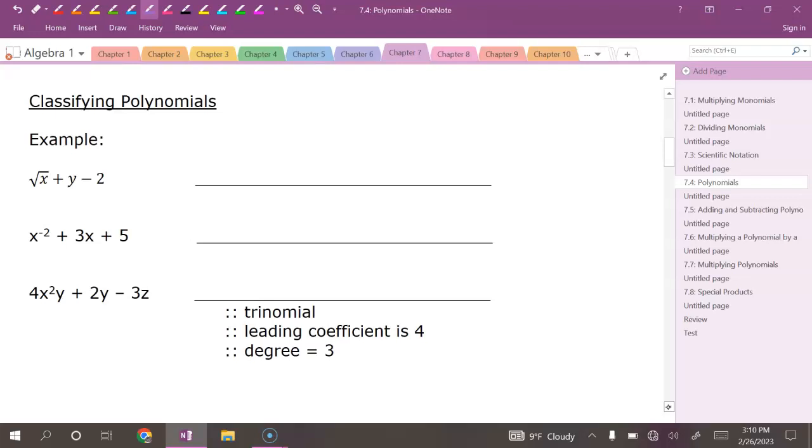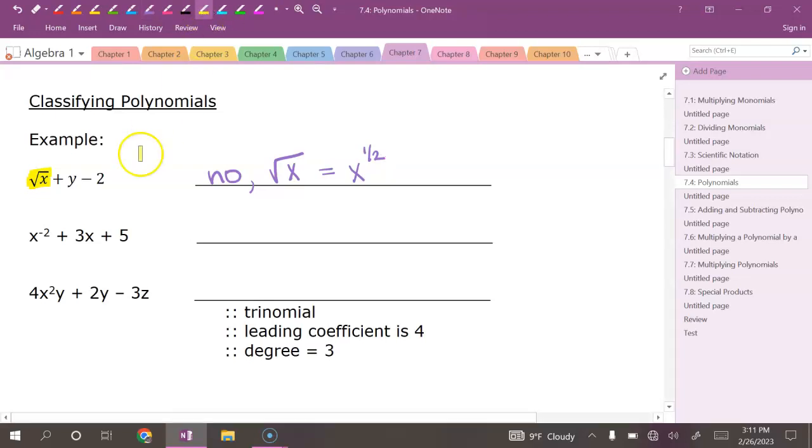So for this first one, I automatically see the first term has that square root. We talked about that up above, that this would not be a polynomial. So I'm going to say no. The reason is that the square root of x technically means x to the 1/2 power. That's not a whole number exponent. That's a fraction, so it can't be considered a polynomial.